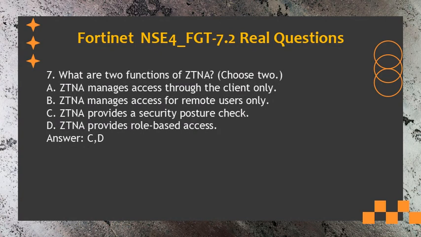7. What are two functions of ZTNA? Choose 2. A. ZTNA manages access through the client only. B. ZTNA manages access for remote users only. C. ZTNA provides a security posture check. D. ZTNA provides role-based access. Answer: C, D.